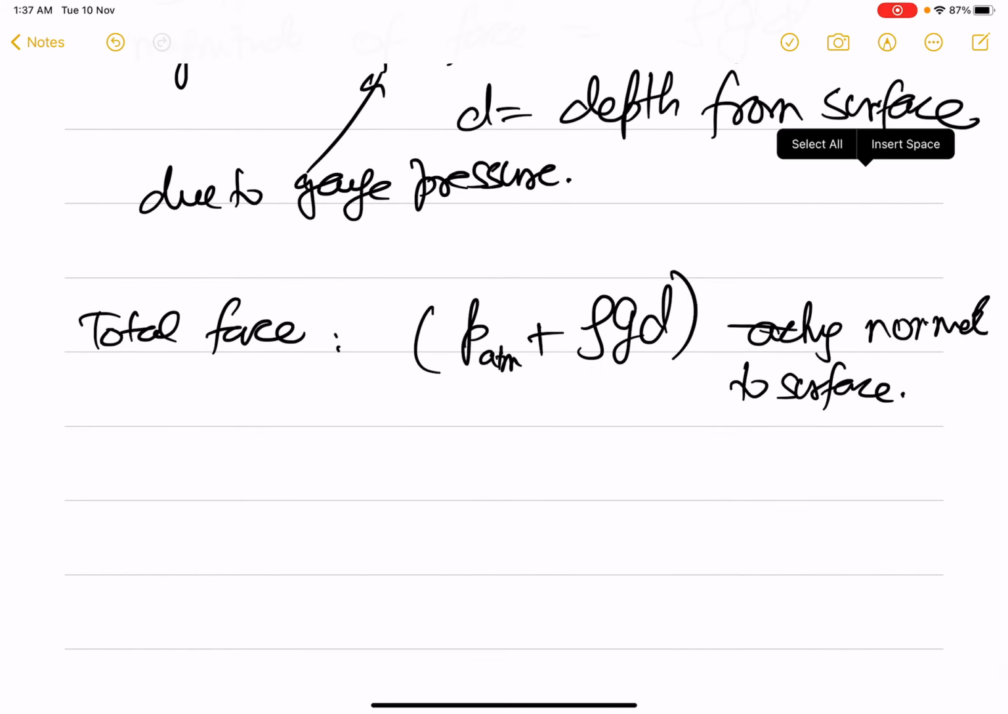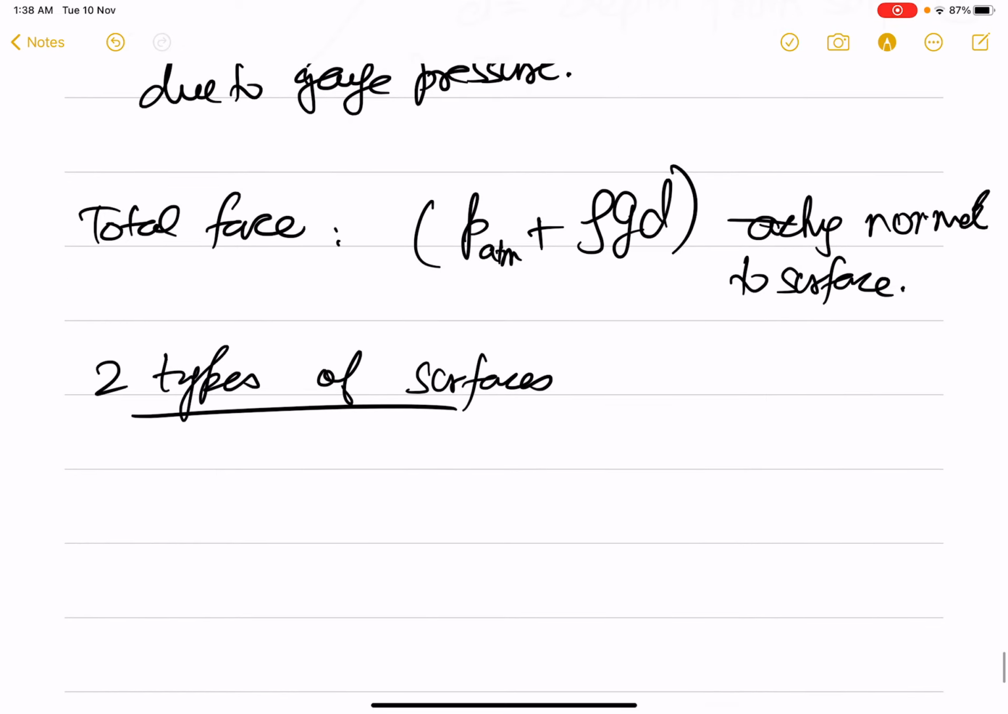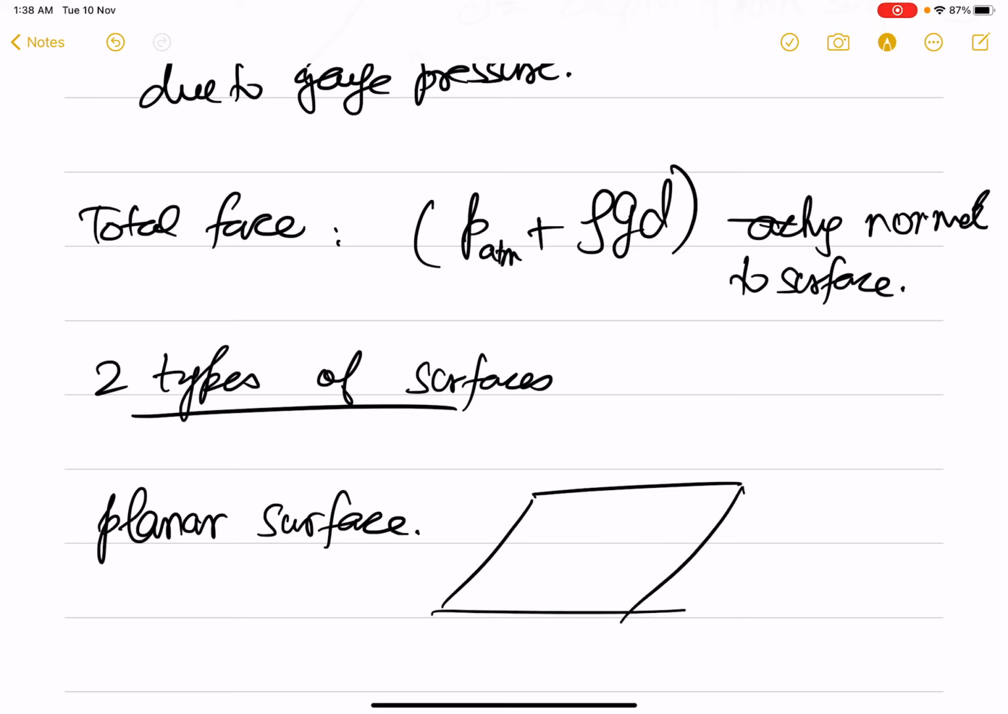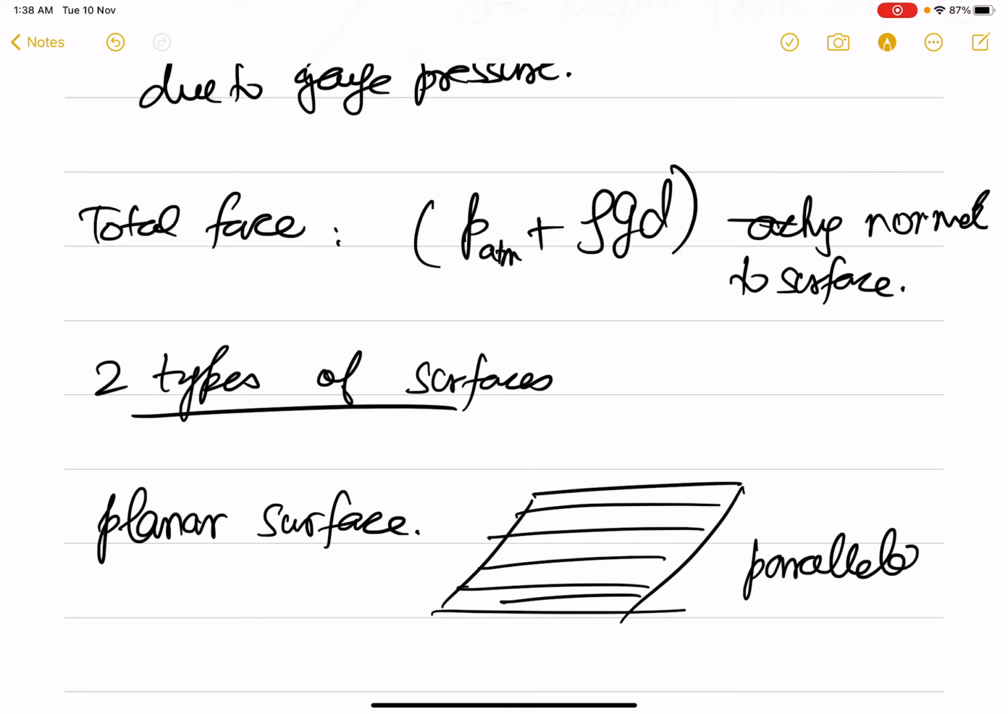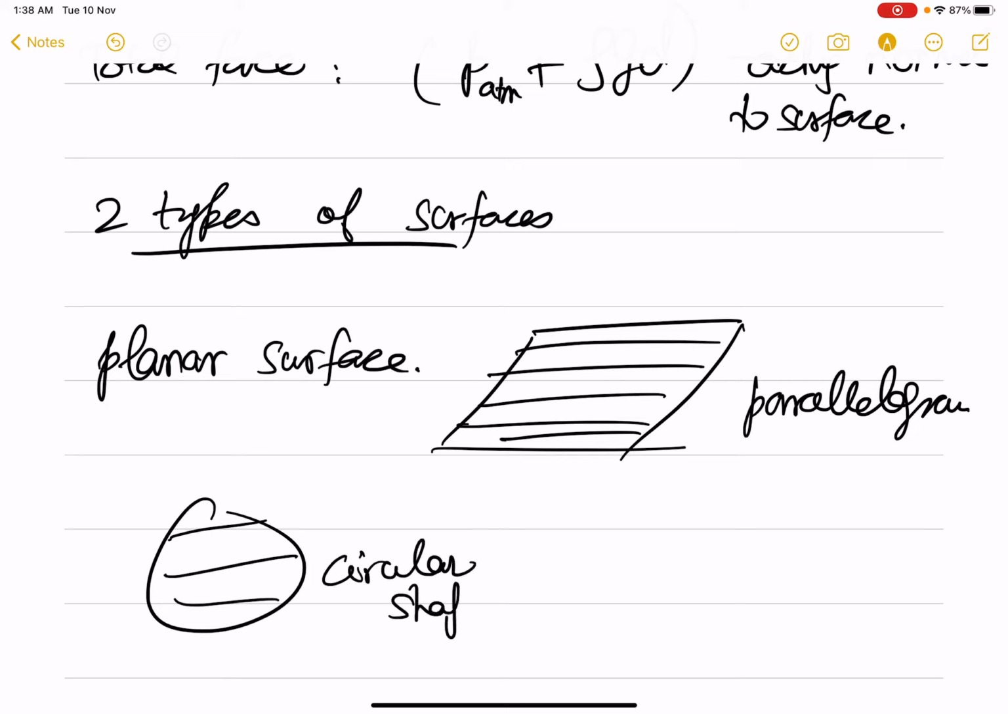Now there are two types of surfaces. First, let us look at a planar surface. A planar surface means we have a surface which is not curved, so it could be a parallelogram, it can have any shape, it could be a circular shaped thing, or rectangle.